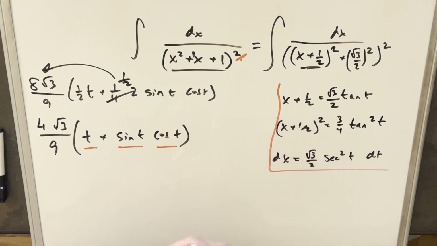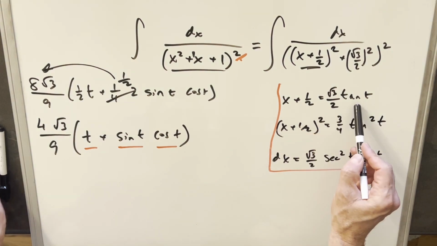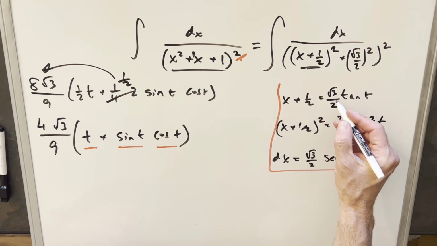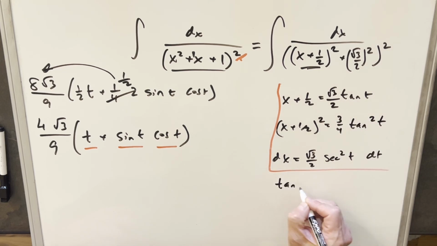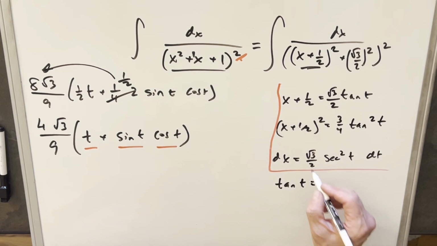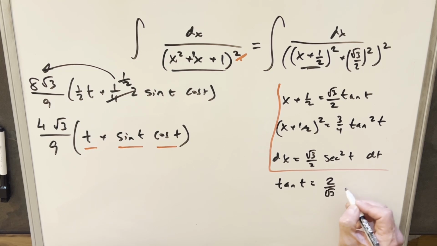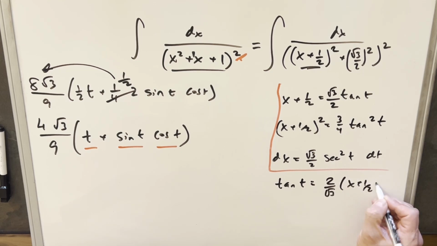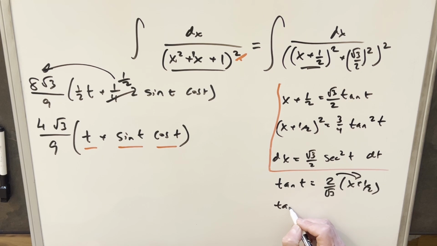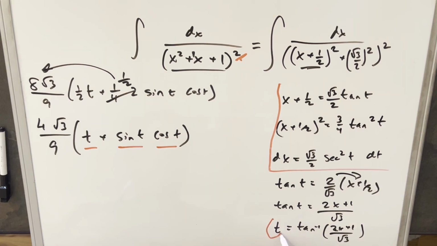So I'm going to go back to what we have over here. Now if I solve for tan of t, I can multiply by 2 square root of 3 on both sides here. So tan of t is going to be the same thing as 2 square root of 3 x plus 1/2. So distributing that in, I can write my tan t as 2x plus 1 over square root of 3. Or I could take the inverse on here, and we can say that t is the same thing as tan inverse of 2x plus 1 over square root of 3. So that's going to give us our value of t right here.